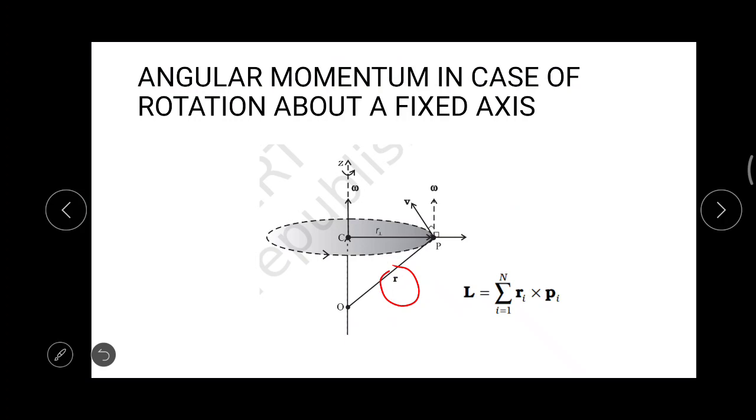The two components of r are there. One is CP, that is the perpendicular component, or perpendicular distance of the particle P from the center C, and another one is the vertical, that is OC. So in vector summation, vector r is equal to vector OC plus vector CP.